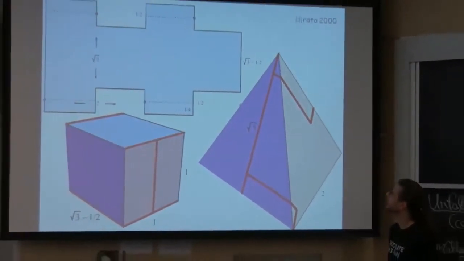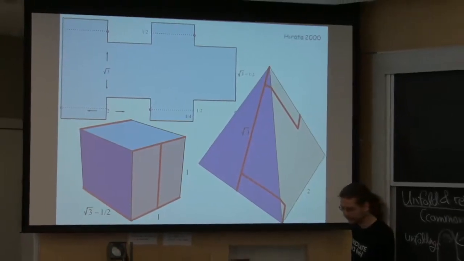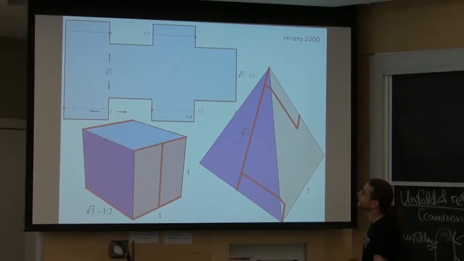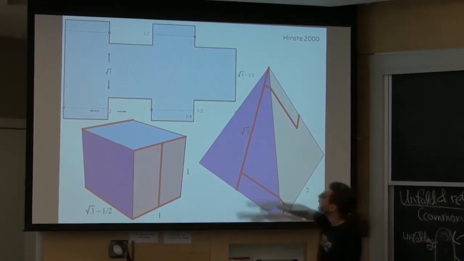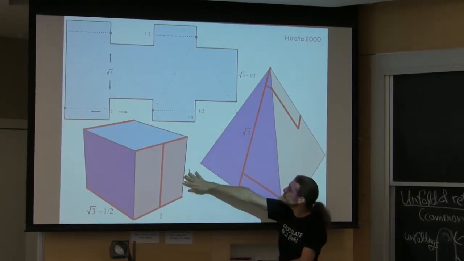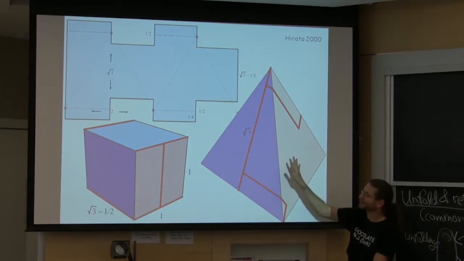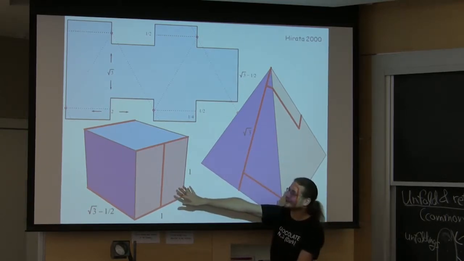So here's the first example. This appears in the book. It's by Hirata from 2000. He was one of the guys who implemented a gluing algorithm. This is an unfolding, a common unfolding of a cube, not quite, and a regular tetrahedron. So it's actually a box, not a cube.